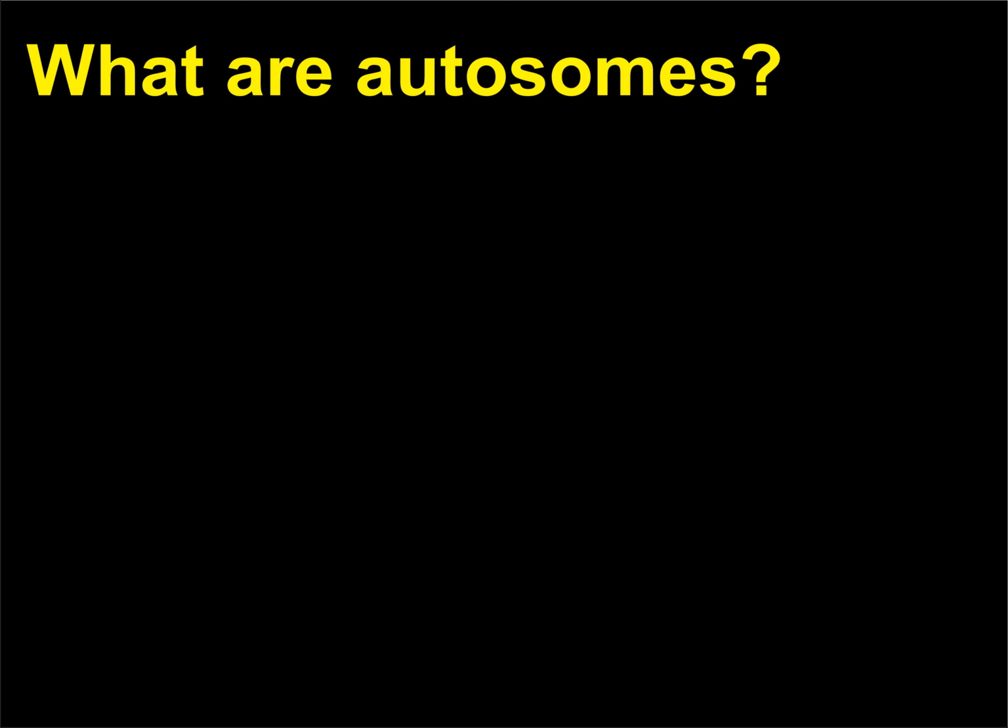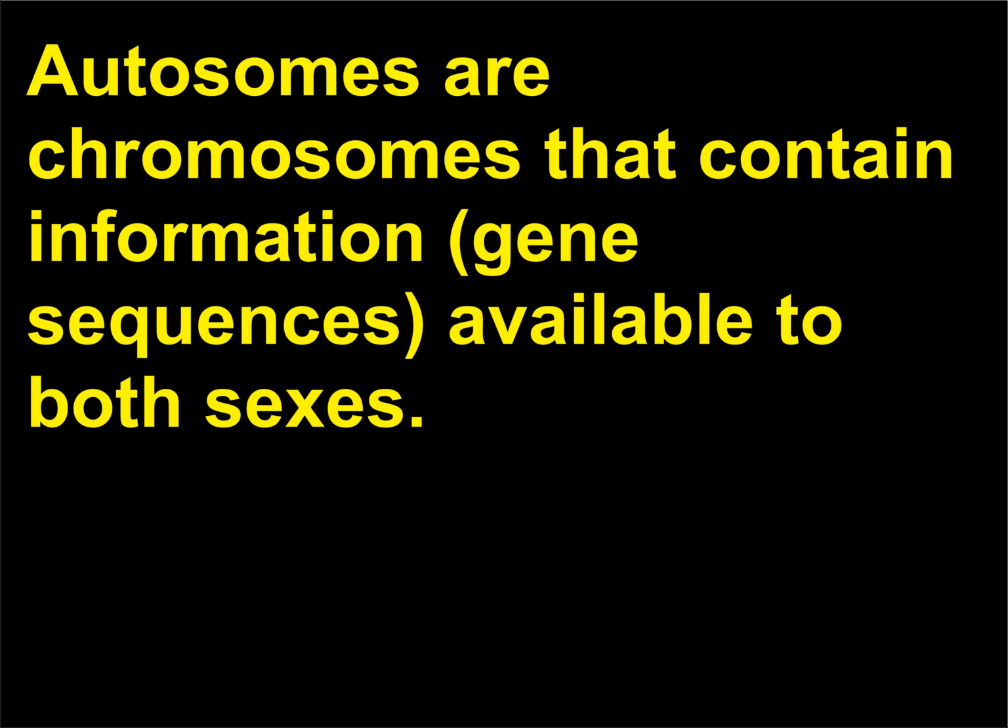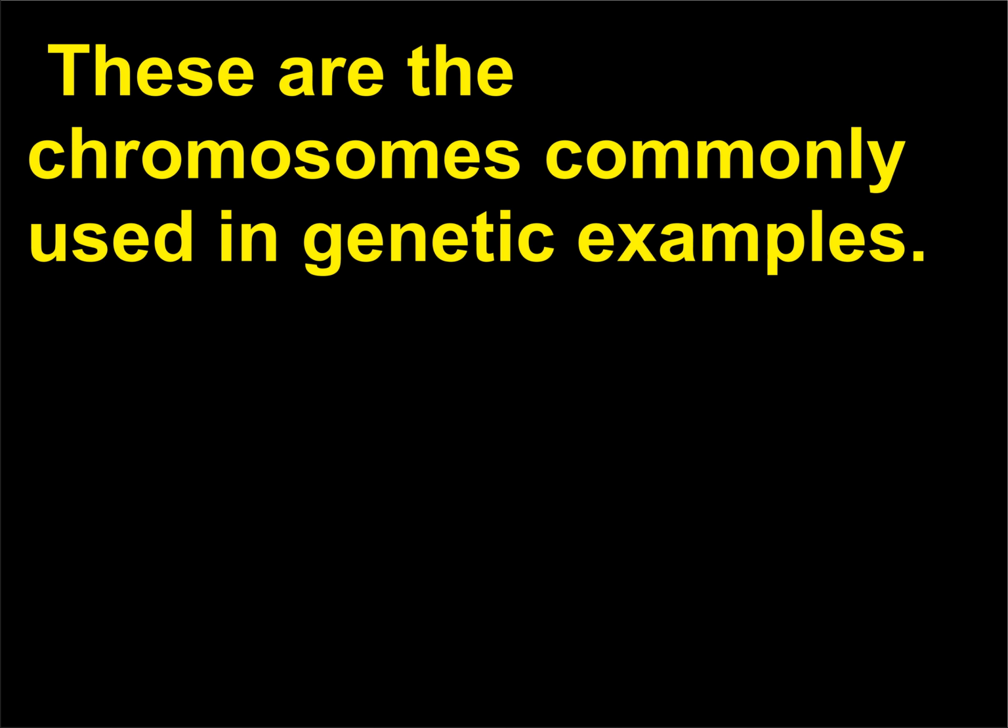What are autosomes? Autosomes are chromosomes that contain information, gene sequences, available to both sexes. These are the chromosomes commonly used in genetic examples.